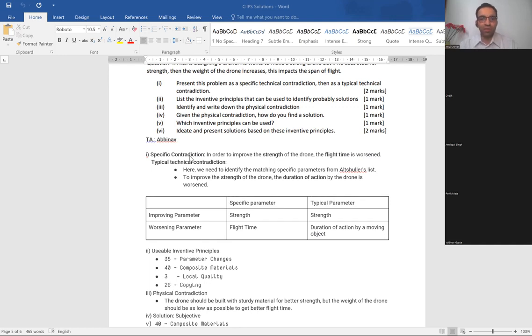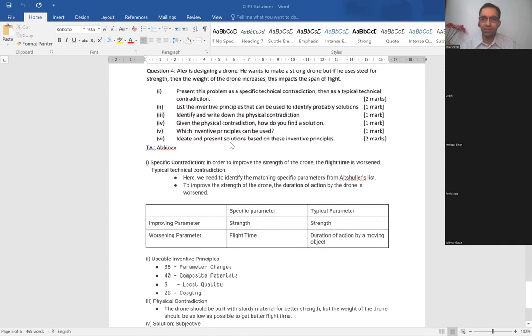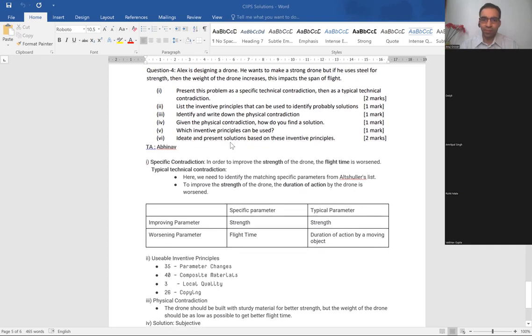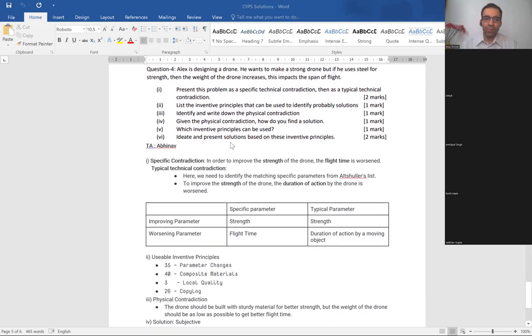But yeah, this was also something that we had discussed in the class. You see, all these examples we had already picked up in the class. Remember that? Yes, sir. So first part, present the problem as a specific technical contradiction and then as a typical technical contradiction. You could do it fine. Any challenges that you experienced here?